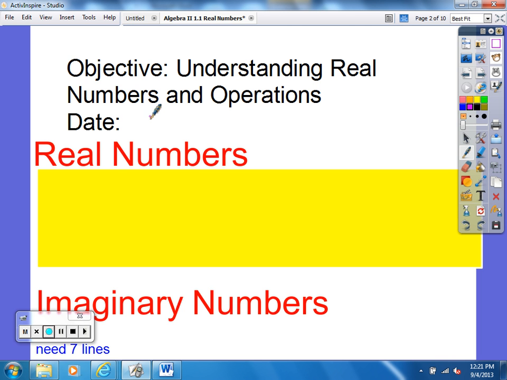I also like to write the date so that I know what date it is. After you write both of those in your table of contents, turn to page 1. And in the margin of page 1, rewrite that objective again. That way our pages always match up.